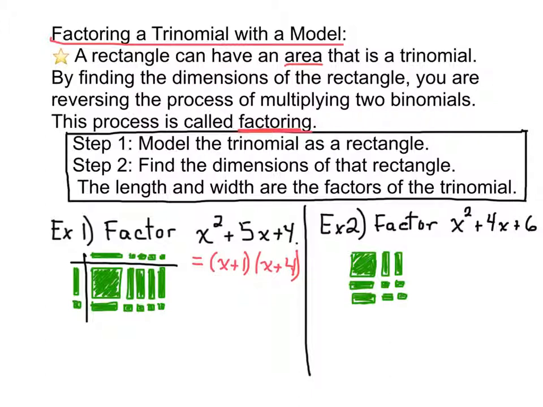We need to add 2 more ones tiles somehow, but we can't add any more x tiles. Because there's no possible way to do that, we already have all the x tiles we need, and we can't include these last 2 in a rectangle. This trinomial, x squared plus 4x plus 6, is not factorable using the model.